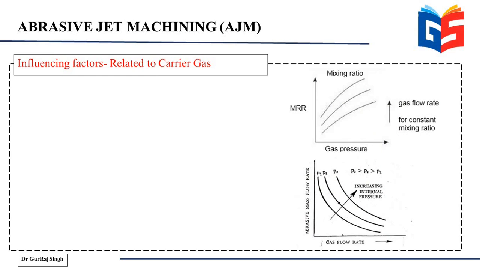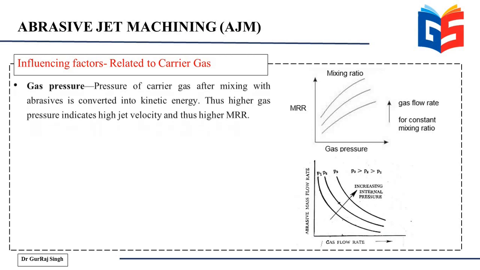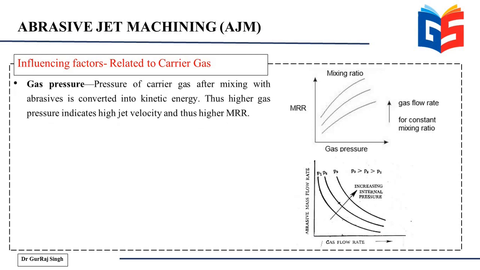Now when I talk about carrier gas, your carrier gas pressure is something that is going to cause changes in the final abrasive velocity. So the pressure of the carrier gas, after mixing with the abrasives, is converted into kinetic energy. So obviously a higher gas pressure indicates a higher jet velocity. As the pressure increases from P1 to P2 to P3, your abrasive mass flow rate also increases, and so does your material removal rate.